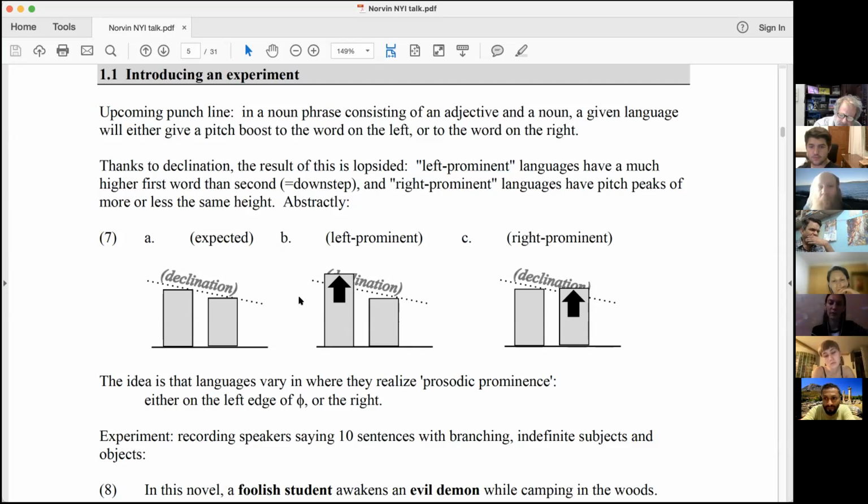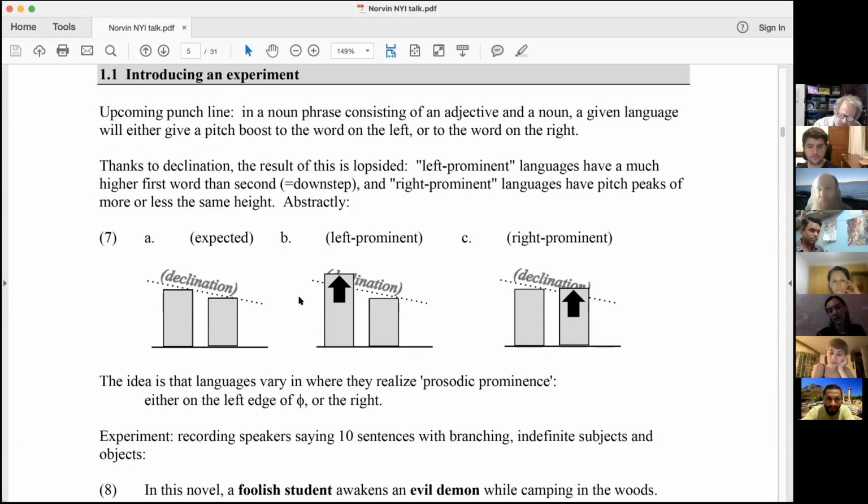graphs there in 7. So thanks to declination, the first word is going to tend to be higher than the second. If you're left prominent, the first peak is going to be way higher than the second. If you're right prominent, then the second one is going to be maybe about the same height as the first or possibly slightly higher. Yeah.